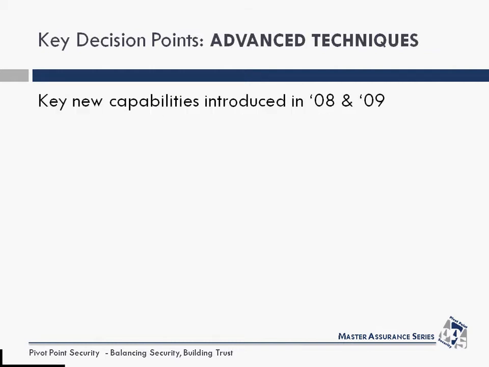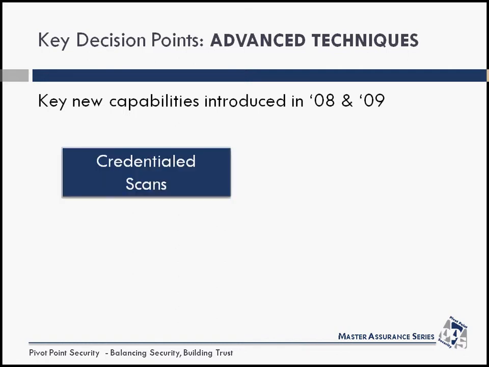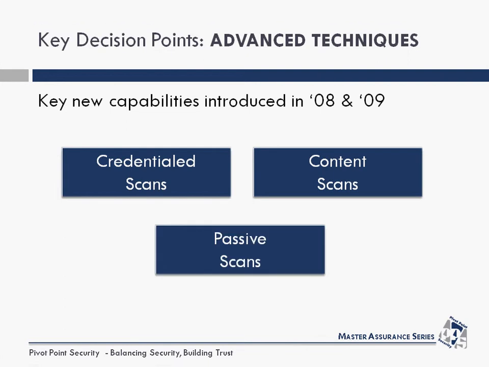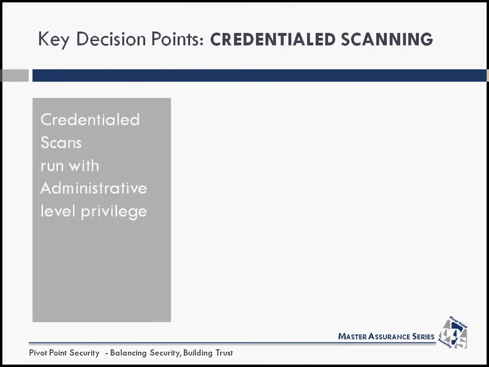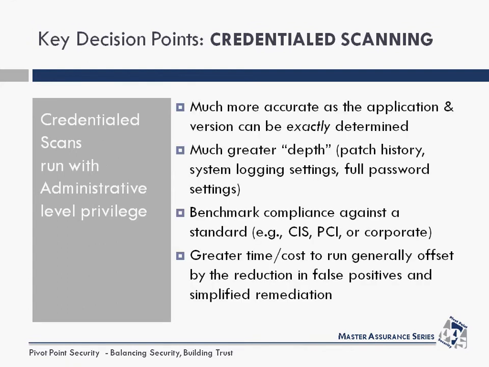In the last couple of years, we've seen some great new advances in vulnerability scanning. We've seen credential scans, content scans, and passive scans, three new capabilities. I'll touch on them each briefly. In terms of credential scans, really what the key here is that the scan is run with administrative privilege, which is a real game changer. And the reason is that because we're actually an admin on the box, we're no longer taking educated guesses.